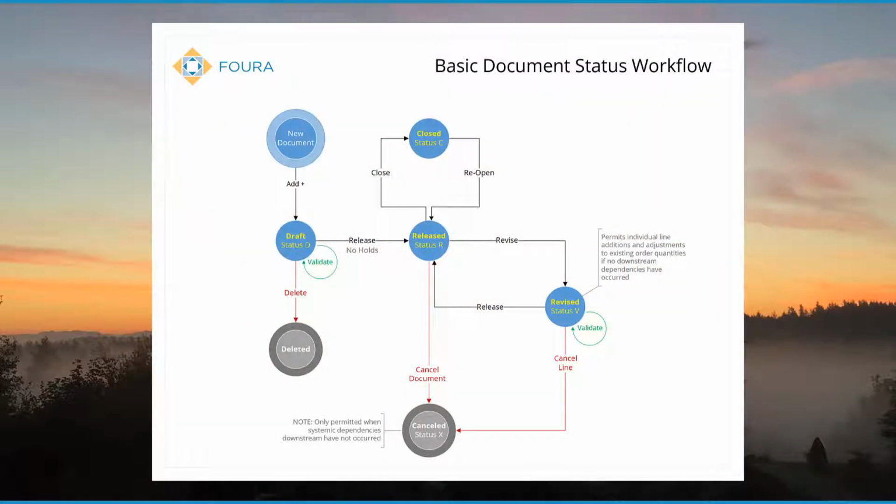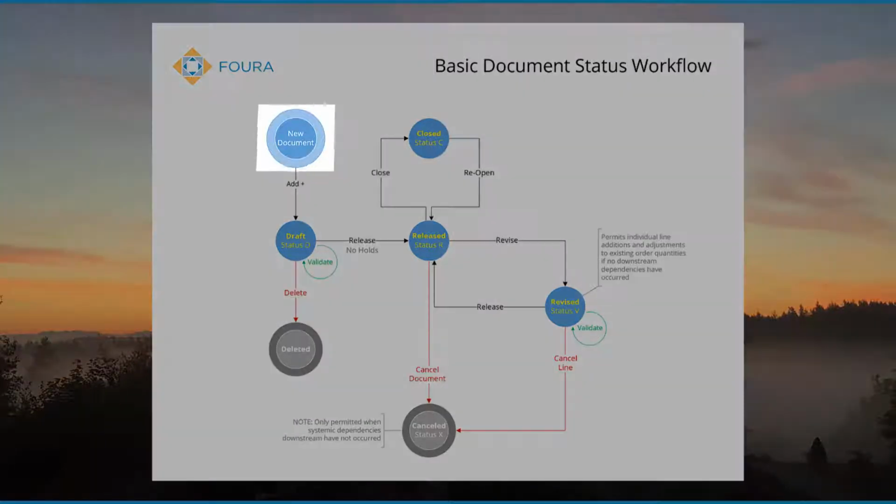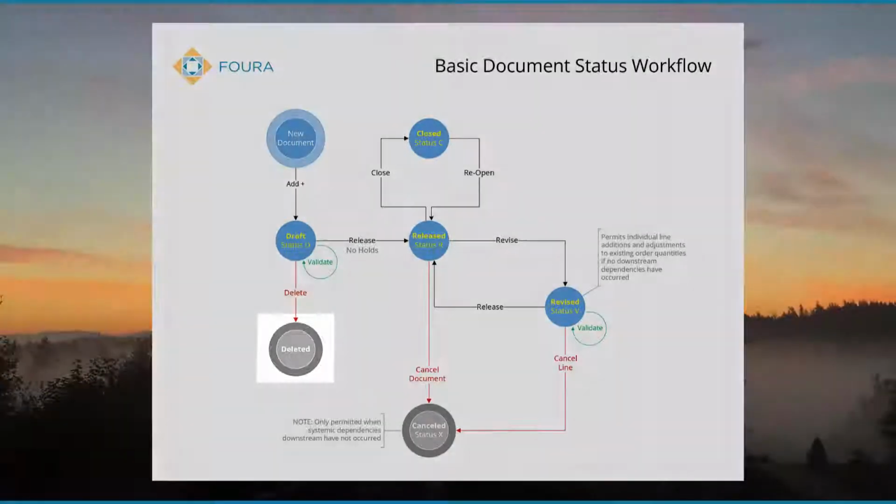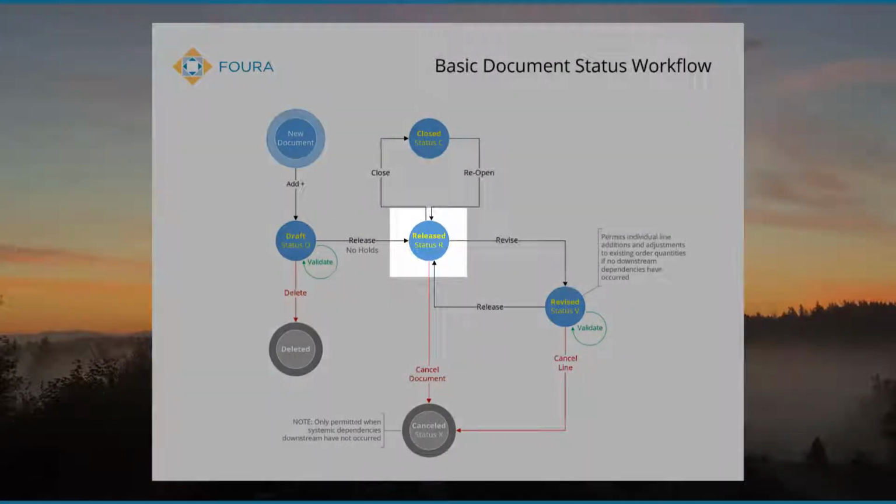So let's get started. Like many of the workflows in FOURA, the purchase order follows the basic document status workflow seen here. Let's take a look at it so we can have a point of reference for any comments made about document status later in the tutorial. Starting in the upper left, when a new document is first created, it immediately transitions to draft status. A document in draft status can either be deleted, validated, or released. Validated simply refers to a systemic pre-check to make sure the minimum entry requirements have been met. Released documents are actionable, meaning they've met the minimum criteria for the purchase order and can be issued to the supplier and used for receiving purposes.